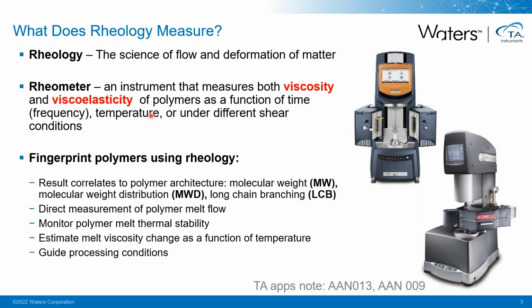Specifically, in terms of testing polymers, the rheological testing results can be used to fingerprint polymers' architecture, specifically molecular weight distribution and long chain branching structure. It provides direct measurements of polymers' melt flow behavior and monitors melt stability, by measuring the melt viscosity change as a function of composition or temperature, to help optimize the processing conditions.